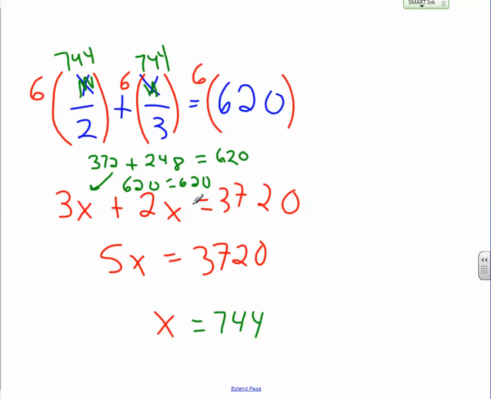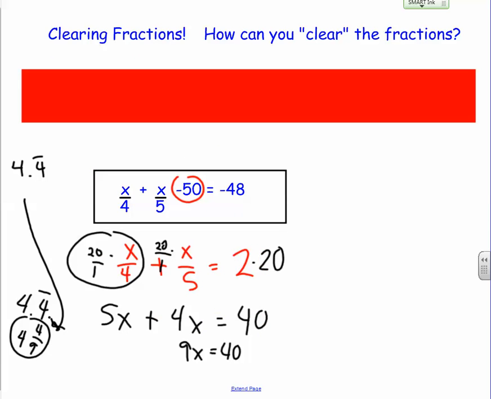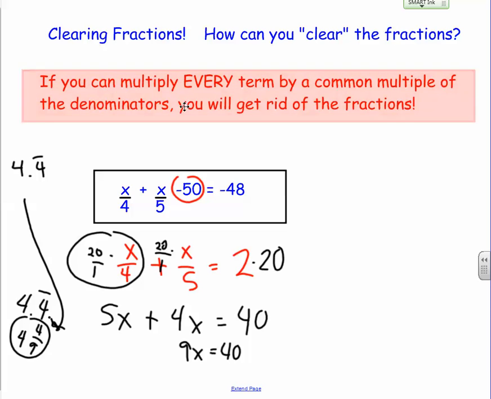So that's got all the steps in there. Okay, then we had another problem. This was the problem: how do you clear the fractions? What you want to do is find a common multiple of the denominators. But first get rid of that 50, so we want to add 50 to both sides. In red, after we do that, we have x over 4 plus x over 5 equals 2, because 50 minus 48 is 2. And then our common multiple of 4 and 5 is 20.